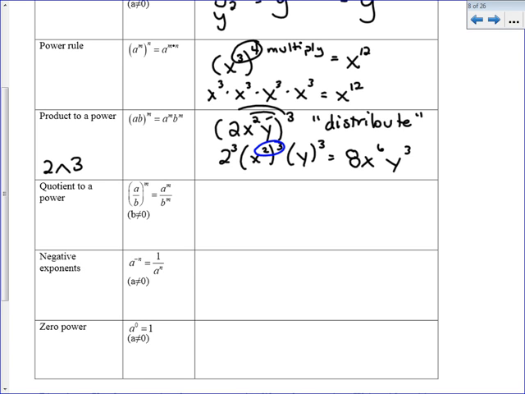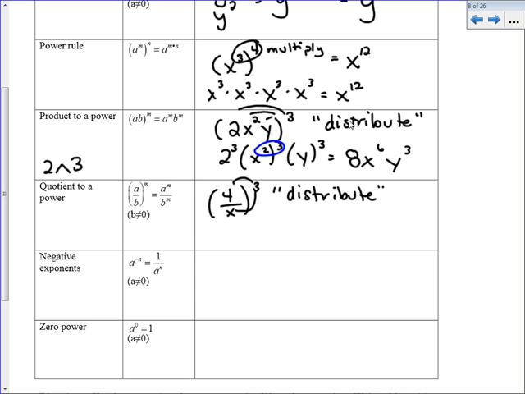And then quotient to a power is the same rule, except it starts out as a fraction. So like if I have 4 over x and I want to raise it to the third power, you just distribute that third power to every base inside. So just like when we had it as a product, we're just going to distribute to every base inside.